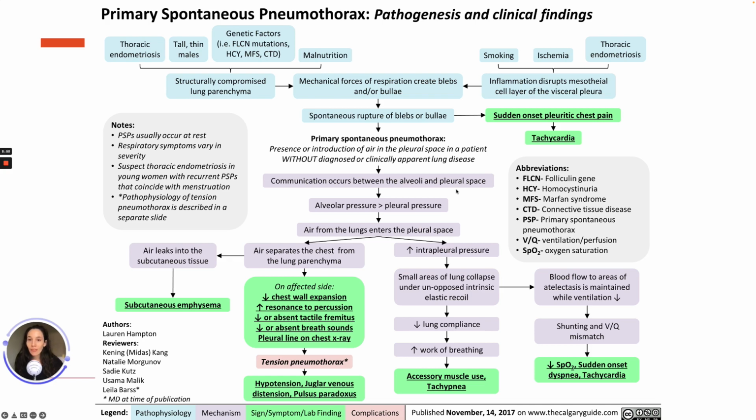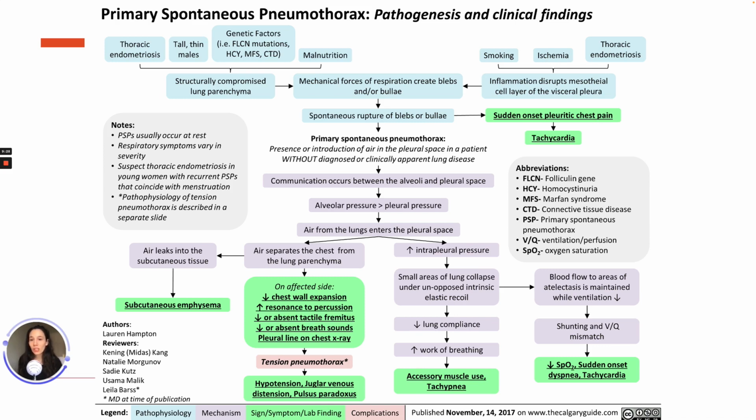Communication occurs between the alveoli and pleural space. Alveolar pressure is greater than the pleural pressure, and air from the lung enters the pleural space. This leads to air separating the chest from the lung and increased intrapleural pressure. So when the chest separates from the lung, we're going to see a decrease of chest wall expansion, an increase of resonance to percussion, a decrease or absent tactile fremitus, and a decrease of breath sounds. And we'll see that pleural line on a chest x-ray. And that leads to a tension pneumothorax.